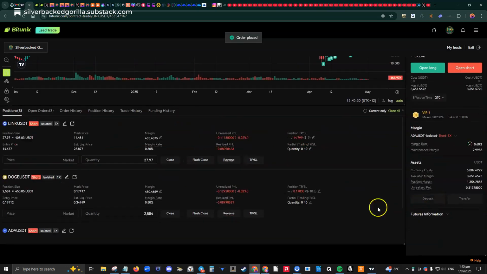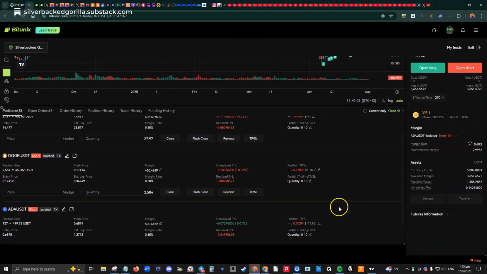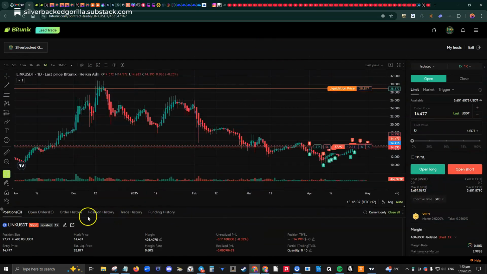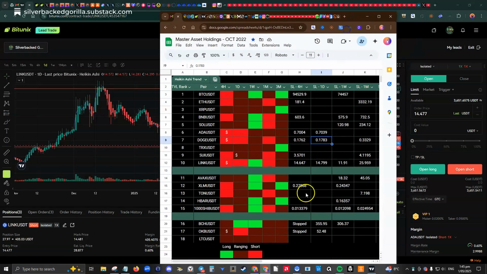So we have now our 3 positions. We are short ADA, Doge, and Link, and until tomorrow, where I will come through and look through all these. After the close of the 1 day candle is where I actually look at the data. Again, all these market makers and just people in general, it's a general thing that people don't wait for candles to close before they actually make decisions on the next candle to come and what's going to happen in the future.